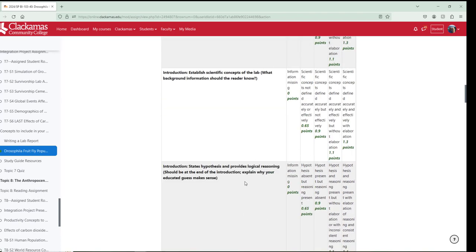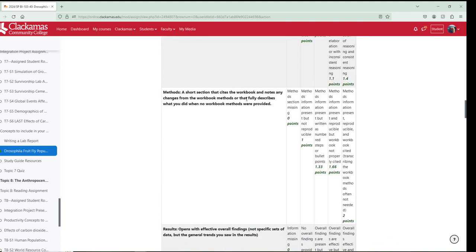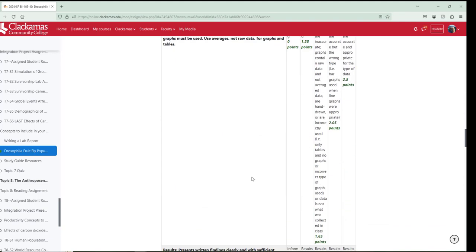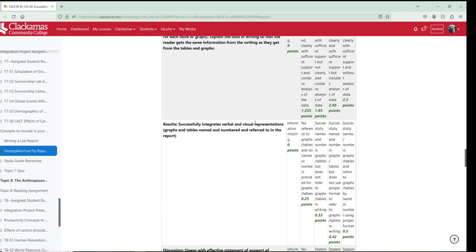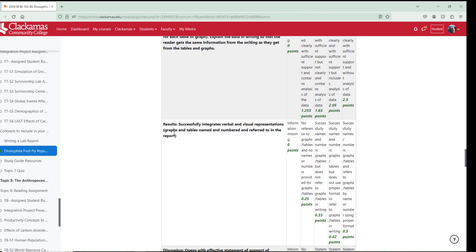Okay, so your hypothesis, it will be graded based on having both a regular hypothesis and the graphical hypothesis. Your method section, if you don't cite the workbook, it gets dropped down. Okay, so you have to cite the workbook to get the higher score. If you don't have the verbal and visual representations, so the graphs and tables named and numbered and referred to in the report, then I have to drop you down a grade. Okay, so you gotta number the graphs. You have to refer to graph 1.